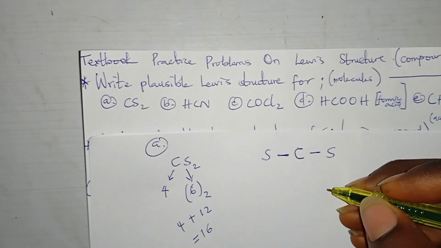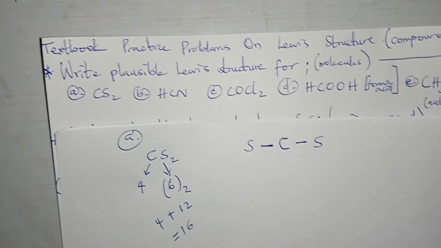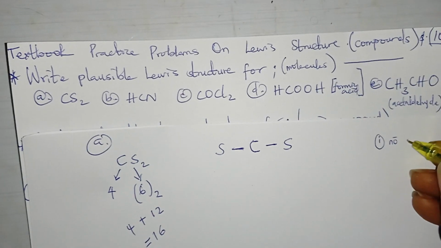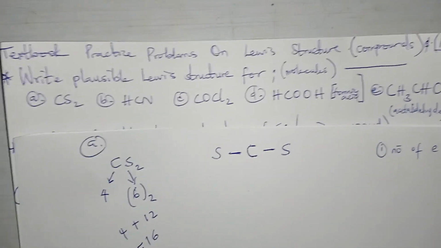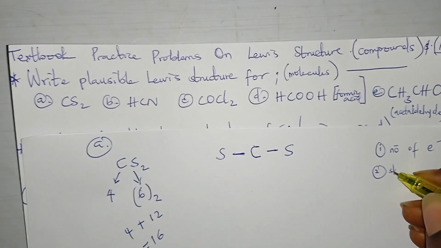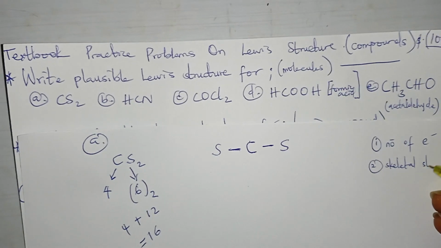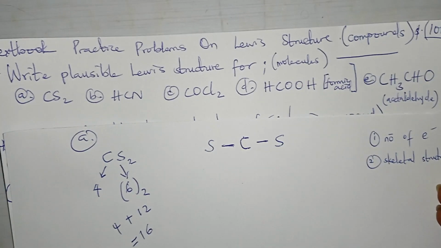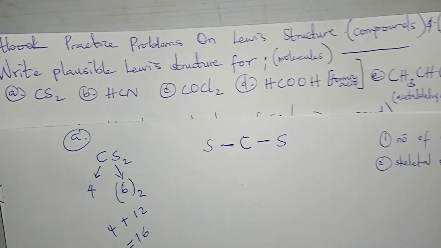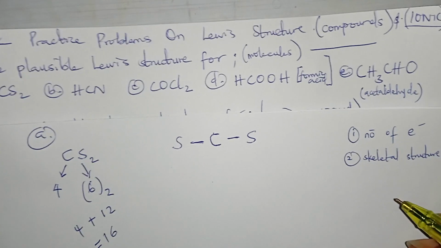The first trick is to identify the number of electrons. Number 2 is to make a skeletal structure, using the atom that exhibits less electronegativity, placing it in the middle as the central atom.